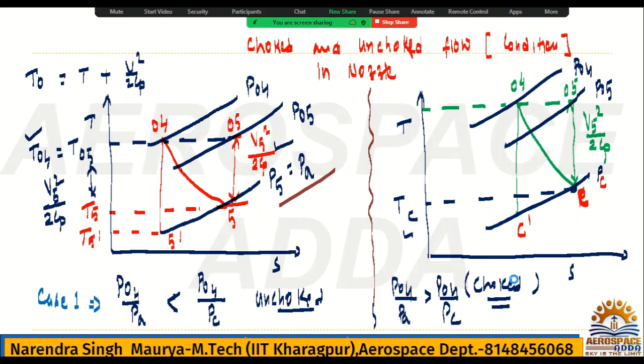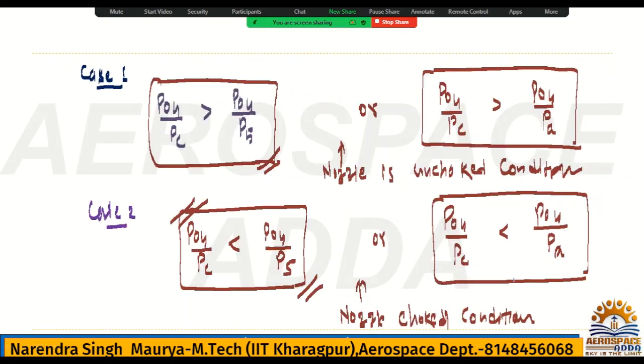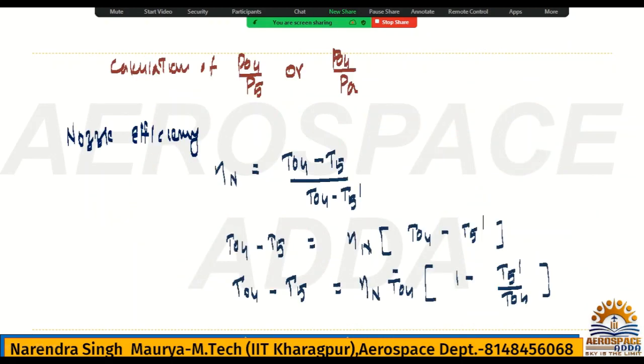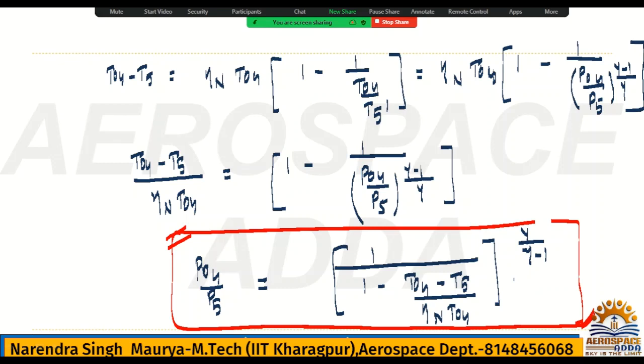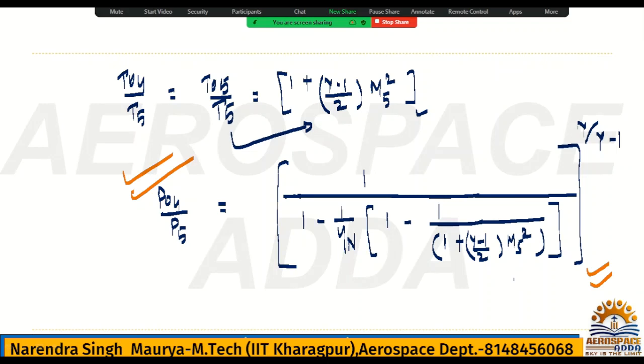Number one. Number two, this P04 by PC value you should know. When nozzle efficiency is not given, then this formula will be P04 by PC. Nozzle efficiency, obviously it is a common thing, you know. This is the P04 by P5, or the final value of P04 by P5. This one you need to remember. This is the main, important formula you need to remember.